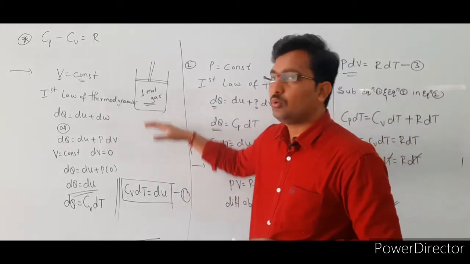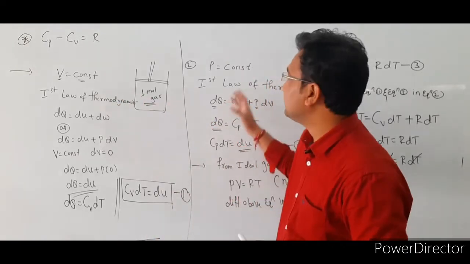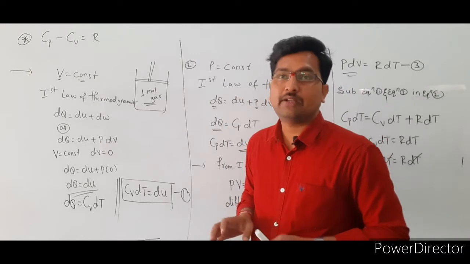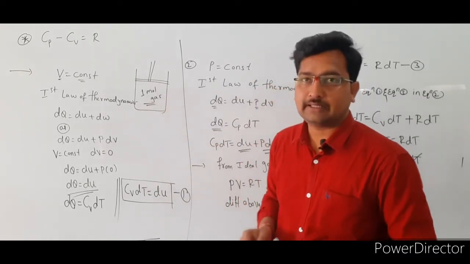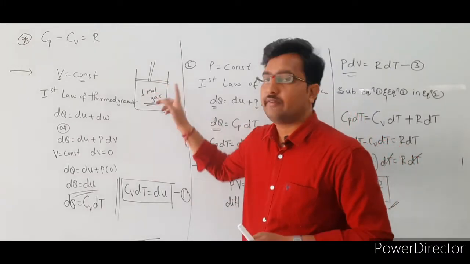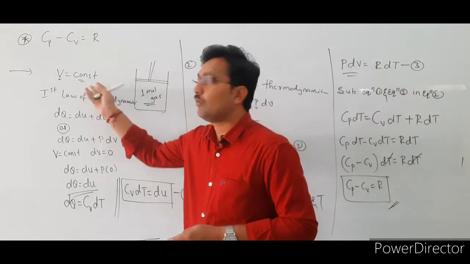Okay, see here, Cp minus Cv is equal to R. So there are two cases. The first case is the volume is constant. The second case is pressure is constant. Initially we consider a cylinder that consists of 1 mole of a gas, and it is fitted with a frictionless piston. So this is a consideration part. In the first case, the volume is constant.